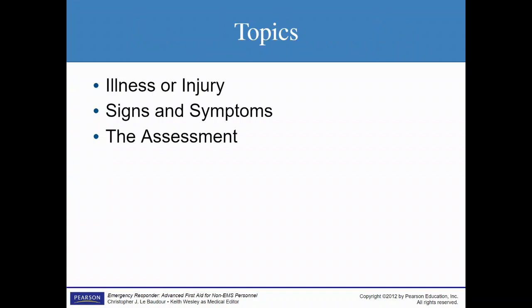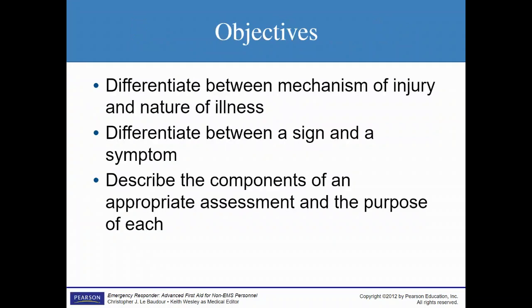So we'll be talking about the differences between illness and injury, the differences between signs and symptoms, and what to do during an assessment, including the primary and the secondary assessments. Here are the objectives. We're going to differentiate between the mechanism of injury and the nature of illness, differentiate between a sign and a symptom, and describe the components of an appropriate assessment and the purpose of each.